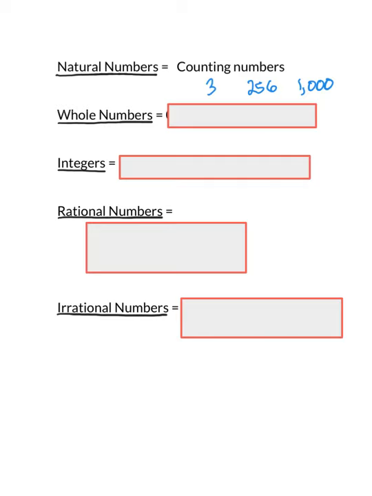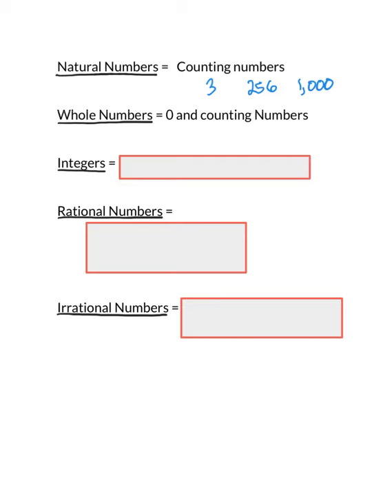Next, we're going to talk about whole numbers. Whole numbers are counting numbers, but along with 0. The only difference between whole numbers and counting numbers is that whole numbers have 0 to go along with them.